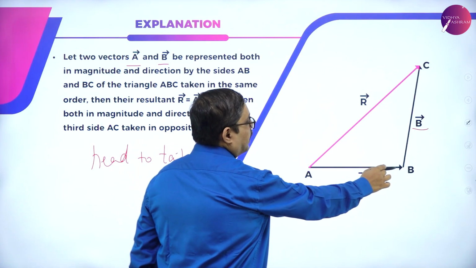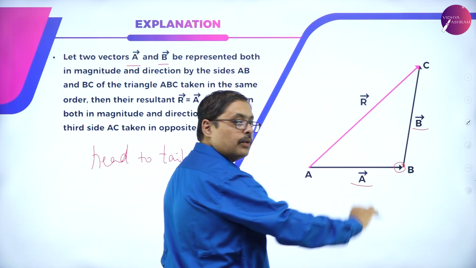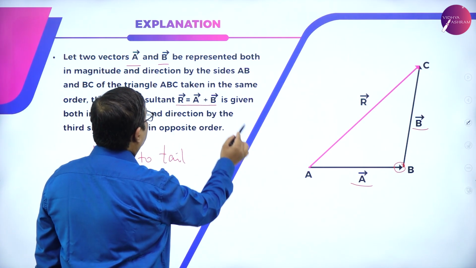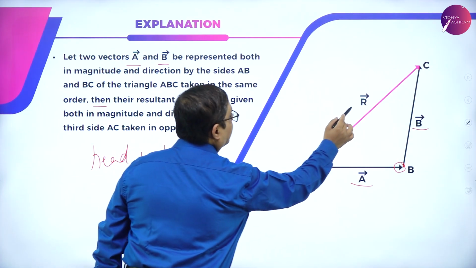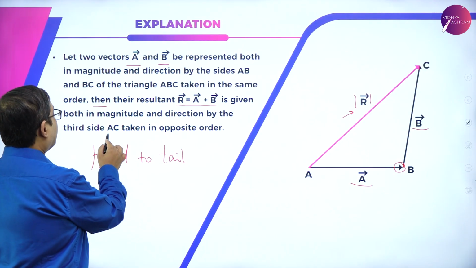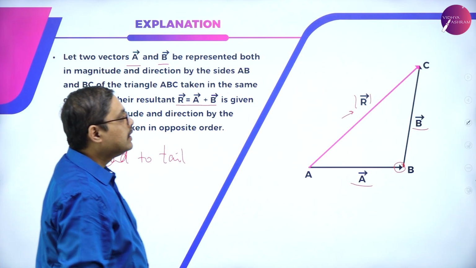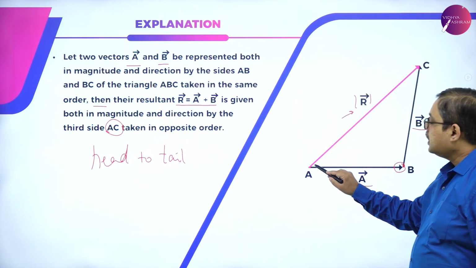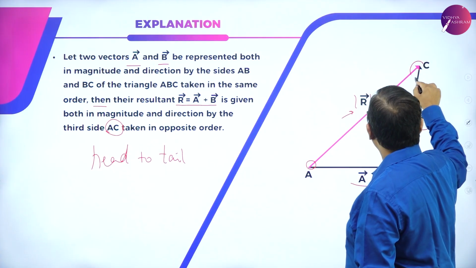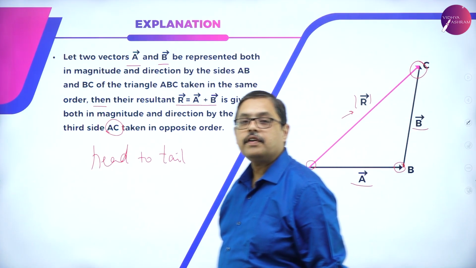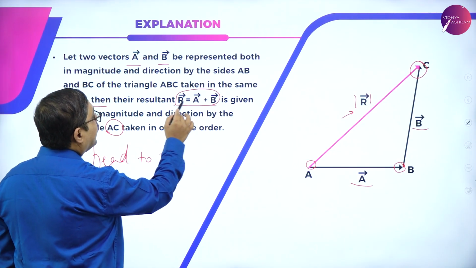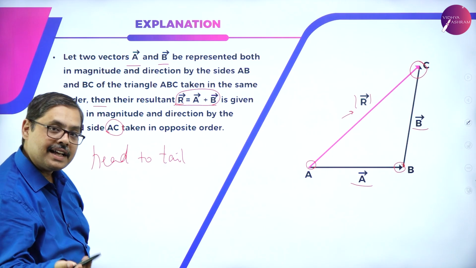The head of the first vector connects to the tail of the second vector. Then their resultant R, equal to A plus B, is given both in magnitude as well as direction by the third side of the triangle, which is AC. Here, the tail of the resultant is connected to the tail of vector A and the head of the resultant vector is connected to the head of vector B. So that resultant is given by R is equal to A plus B, both in magnitude as well as direction.